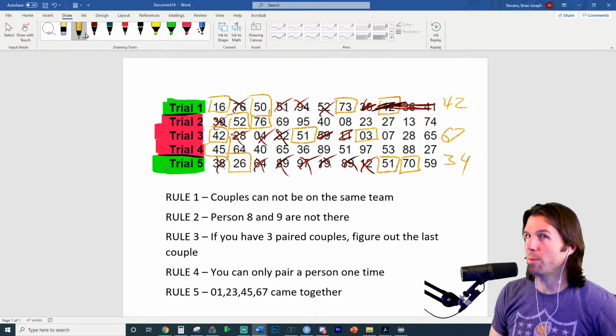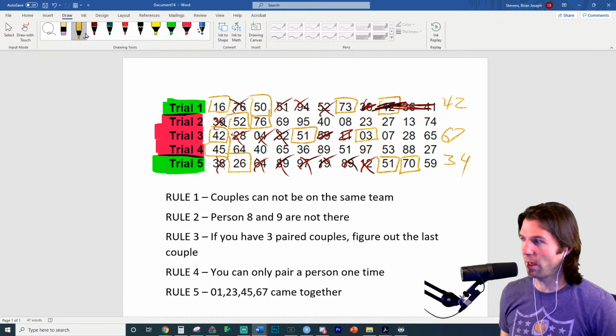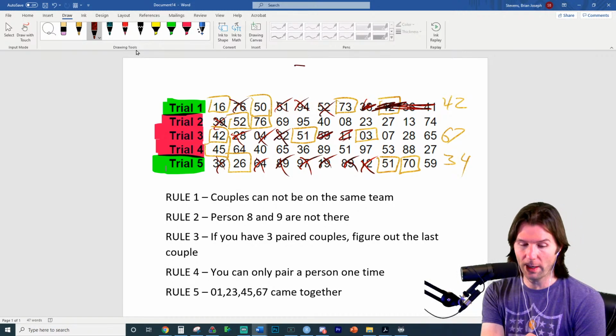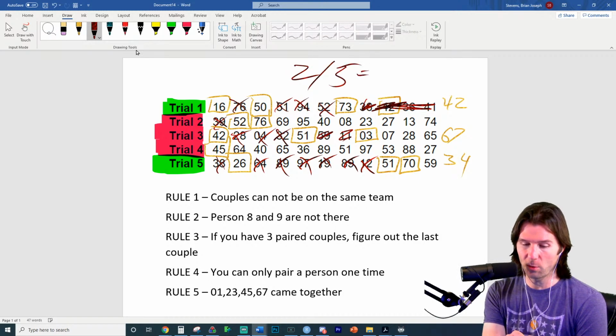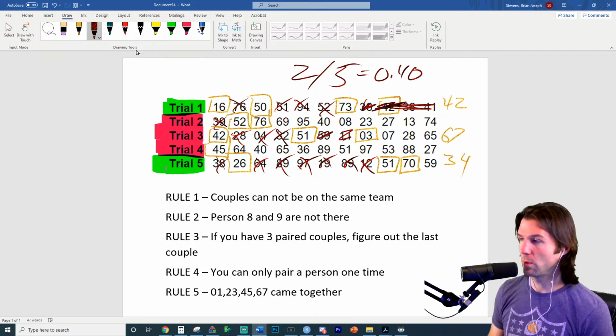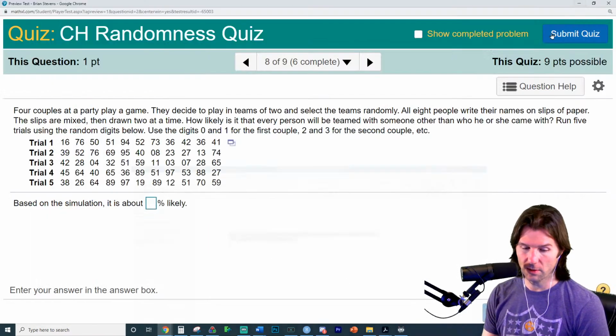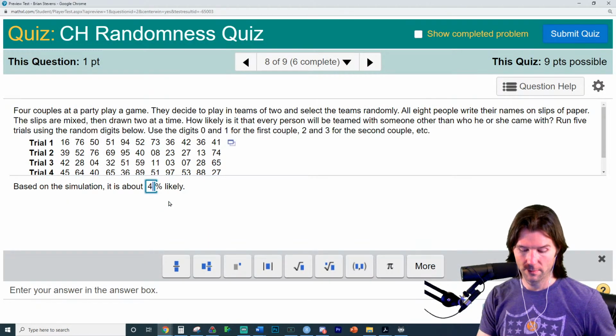So you can only get multiples of 20% as an answer. You can only get 0%, 20%, 40%, 60%, 80%. I have now obtained 40% because 2 out of 5 trials equals 40%. So 2 out of 5 trials is 40%. We'll cross our fingers. We'll hope I know how to do it.